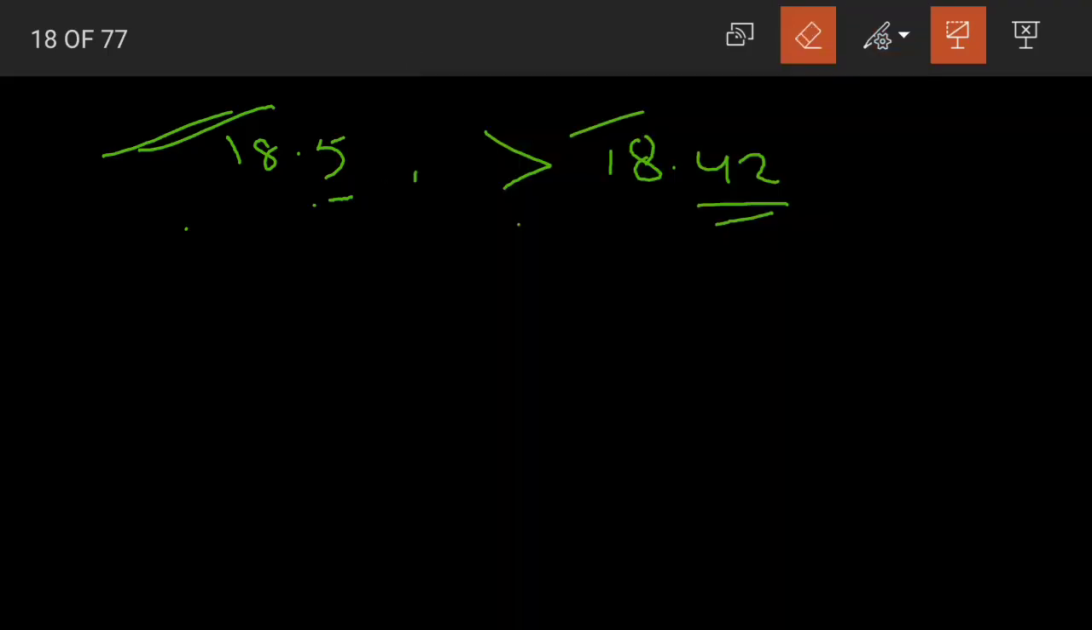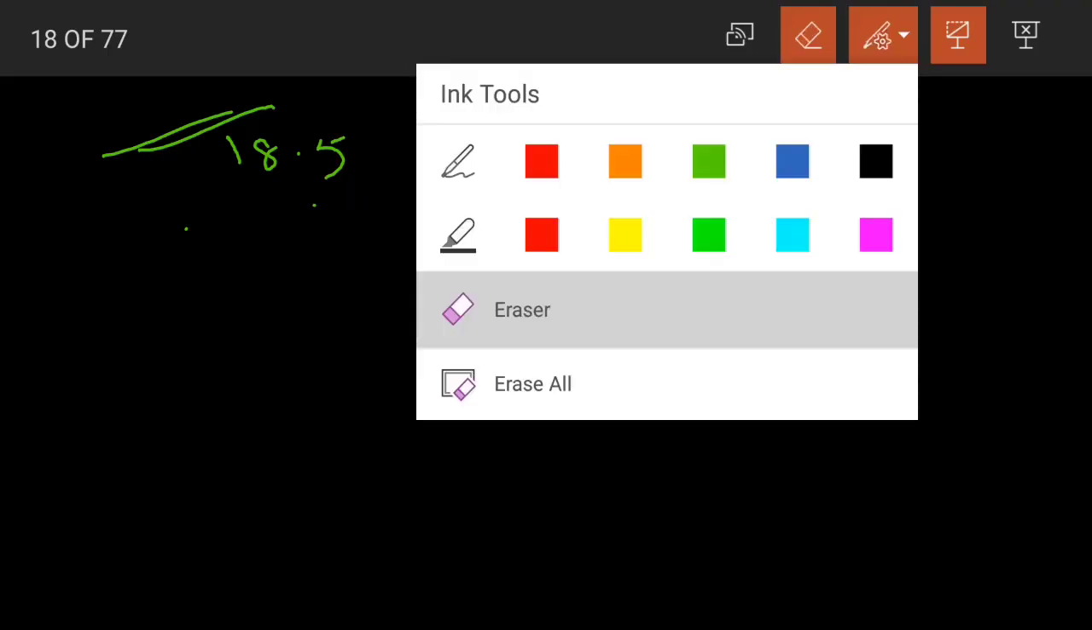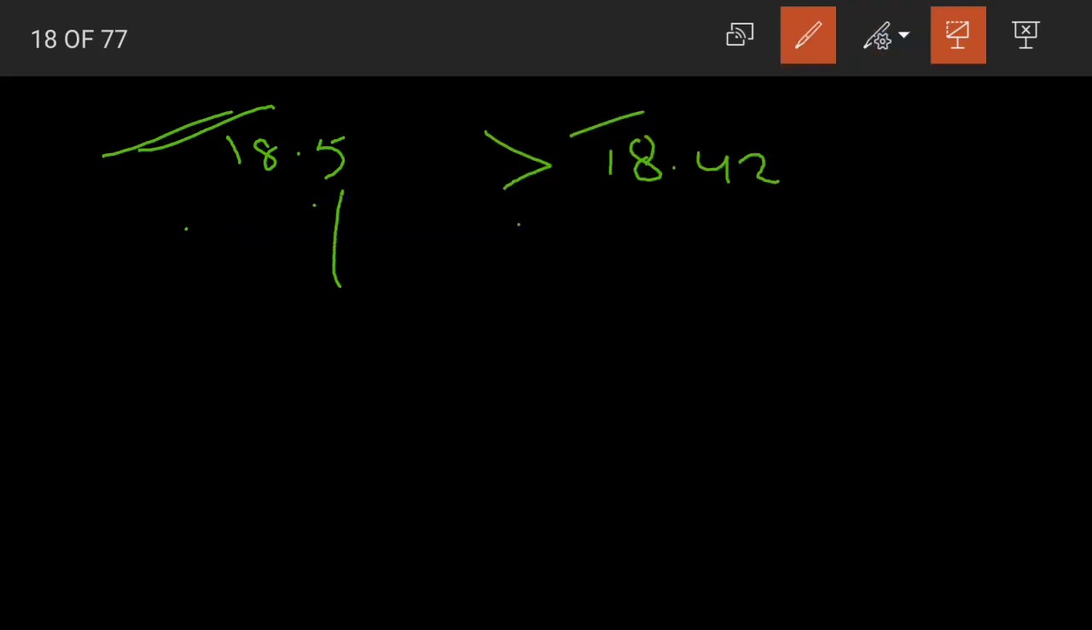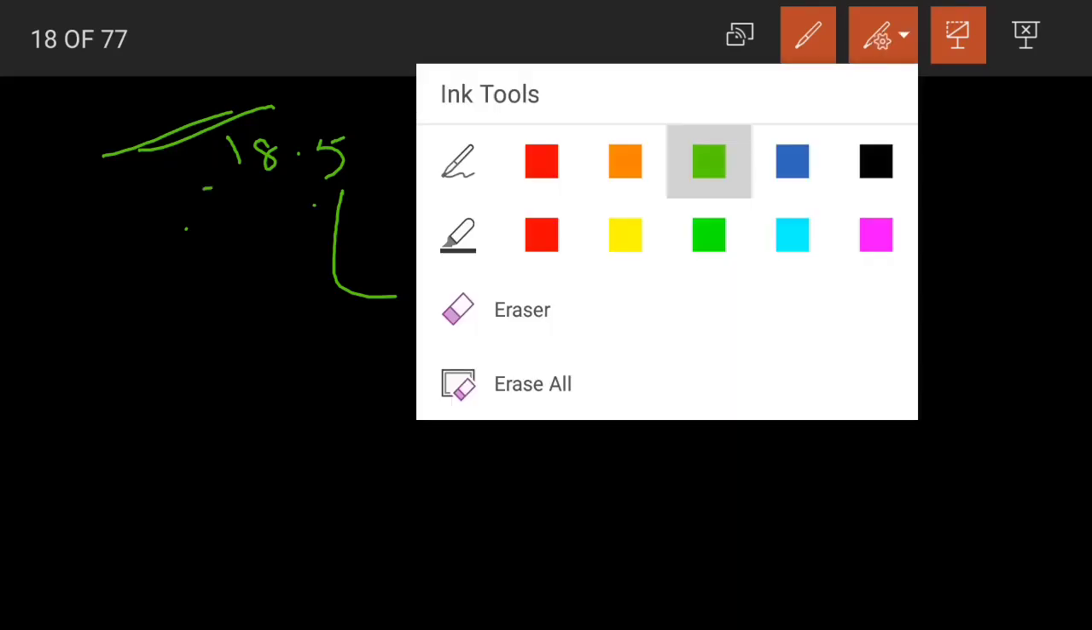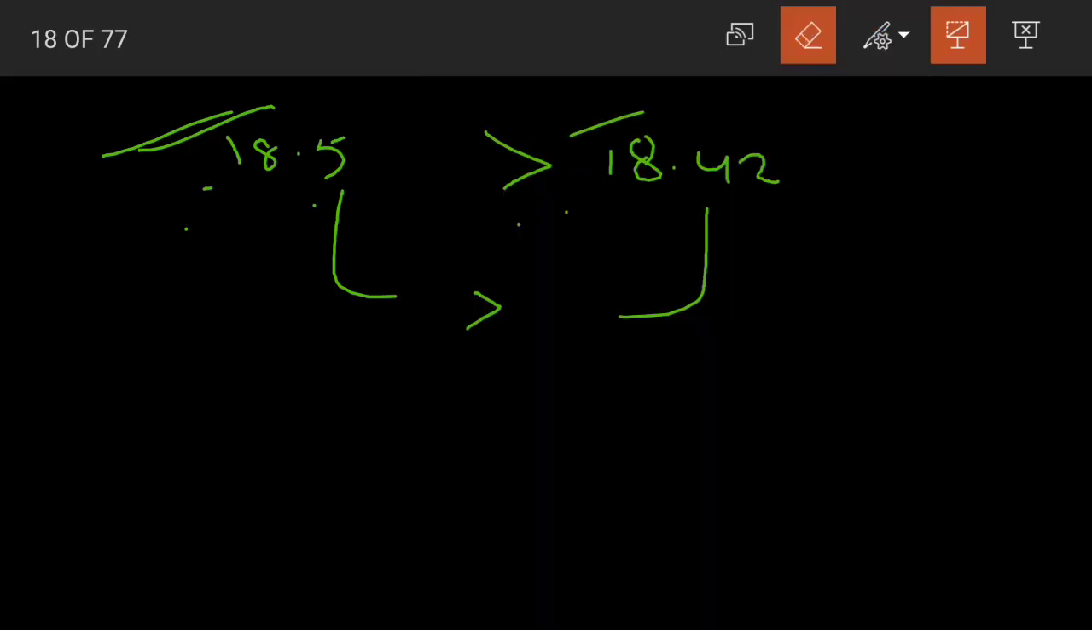Or else if you don't want to do this, what you can do simply is only compare the digits in the 1/10 place. Only compare the digits in the 1/10 place. 5 and 4. 5 is greater than 4. So 18.5 is greater than 18.42.